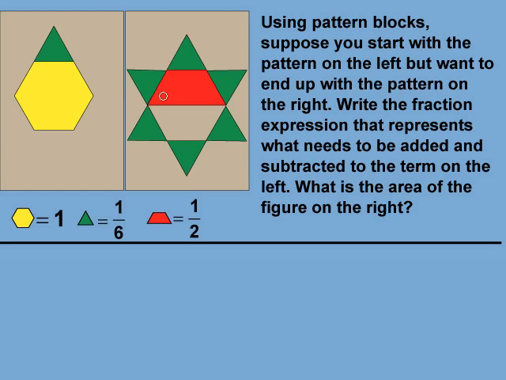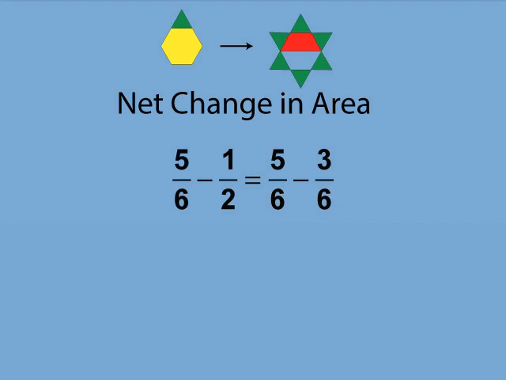To get to the figure on the right, we need to add 5 1/6 blocks, or 5/6. We also need to subtract 1/2 from the hexagon shape. So we need to simplify this expression. This expression represents the net change in area. We rewrite 1/2 to have a common denominator. The result is 2/6, or 1/3. So the net increase in area is 1/3.